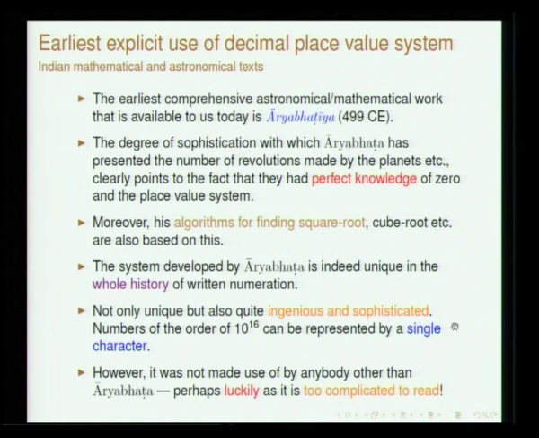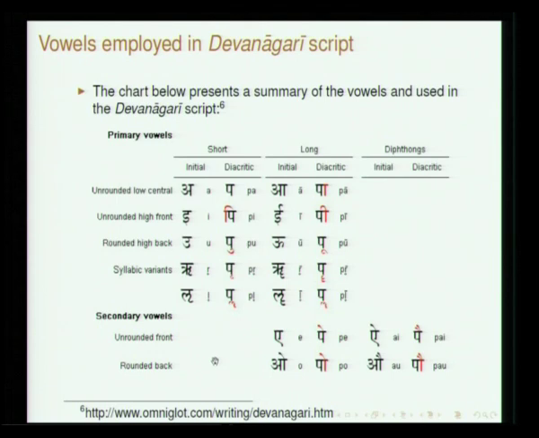In fact, it is quite ingenious and sophisticated that a single syllable can represent a number of the order of magnitude 10 to the power of 16 in the Aryabhatan system. This is quite convenient to represent huge numbers, but at the same time it is extremely difficult to pronounce, as you will see with a few examples which I will show a little later. For instance, 43,20,000 years is represented by Khyugru by Aryabhata. So Khyugru represents this particular number.